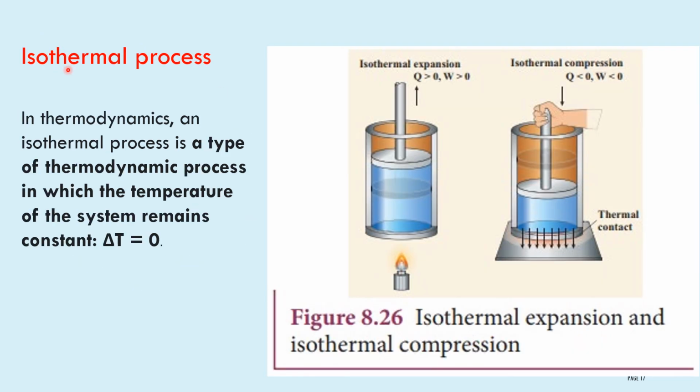Next one, isothermal process. In thermodynamics, an isothermal process is a type of thermodynamic process in which the temperature of the system remains constant. Delta T will be 0. Always remember, isothermal process means a process in which the temperature of the system remains constant.